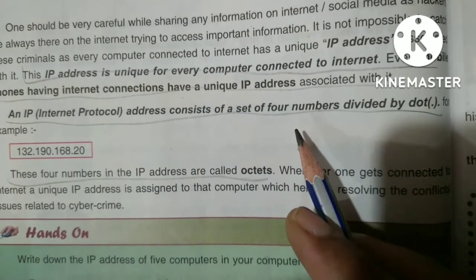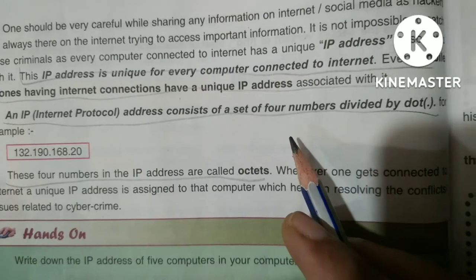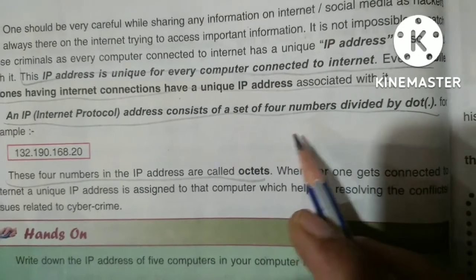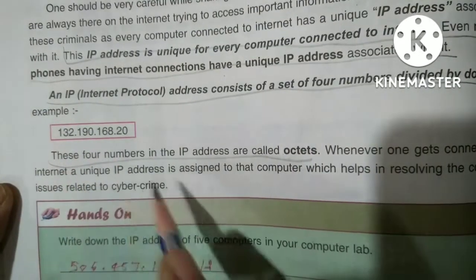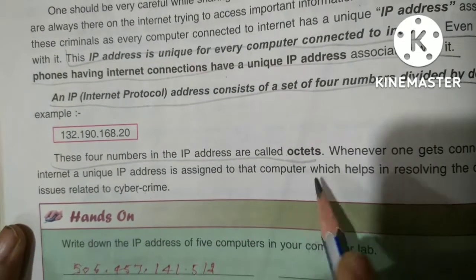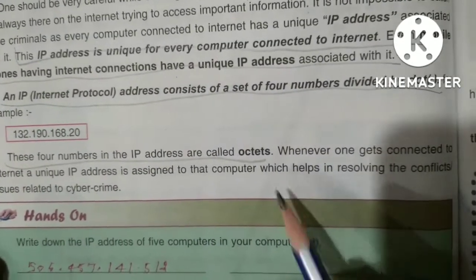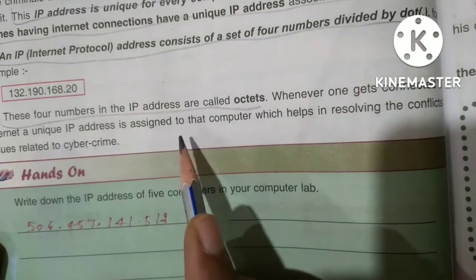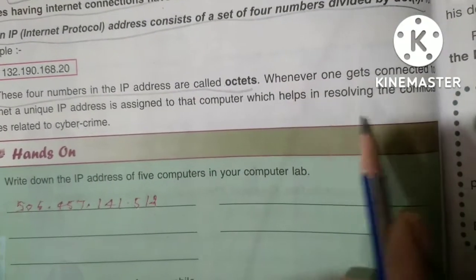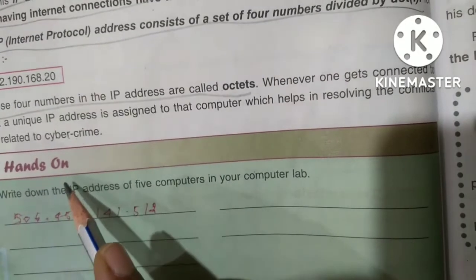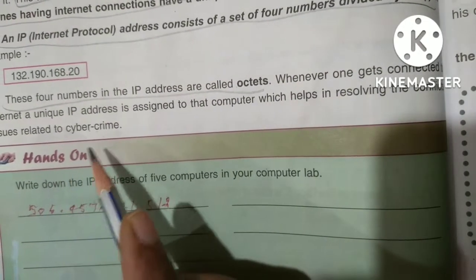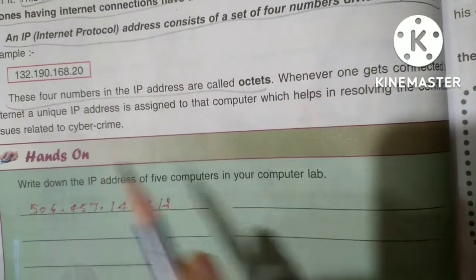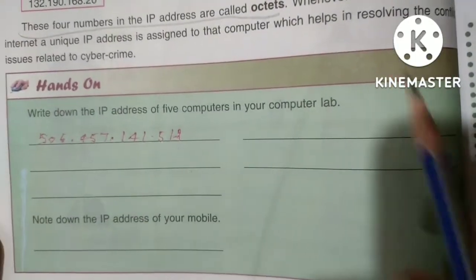An IP address consists of a set of 4 numbers divided by dots. For example, this is an IP address. These 4 numbers in the IP address are called octets. Whenever one gets connected to the internet, a unique IP address is assigned to that computer, which helps in resolving issues related to cybercrime. You will observe all these things in mobile also.